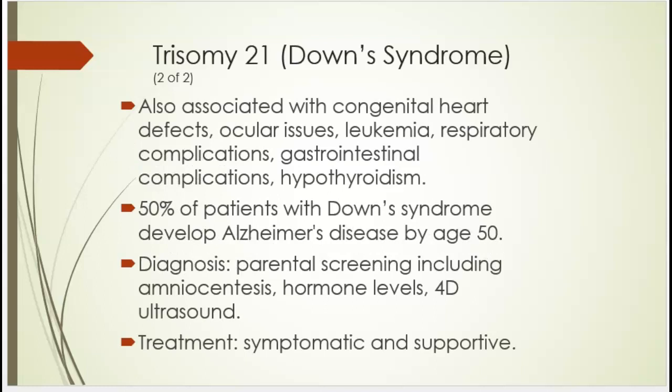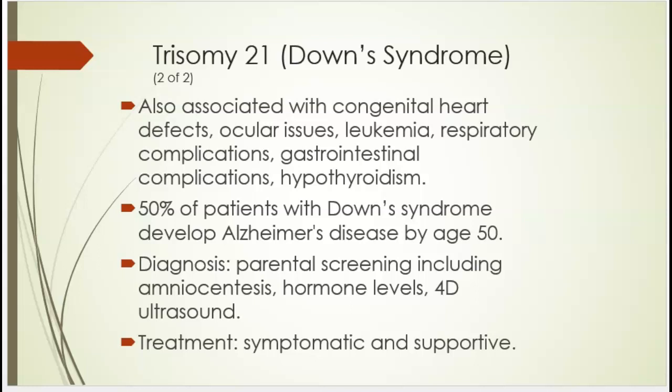What I did find interesting, which I did not know, is that they can have congenital heart defects, most of these I didn't know. Ocular issues, more prone to leukemia, respiratory complications, GI complications, hypothyroidism. I never knew about that link. I also didn't know about the Alzheimer's link. Okay, so those two things were kind of new to me, as well as the ocular issues. So I actually knew about the ocular issues, but the Alzheimer's and the hypothyroidism I didn't know about.